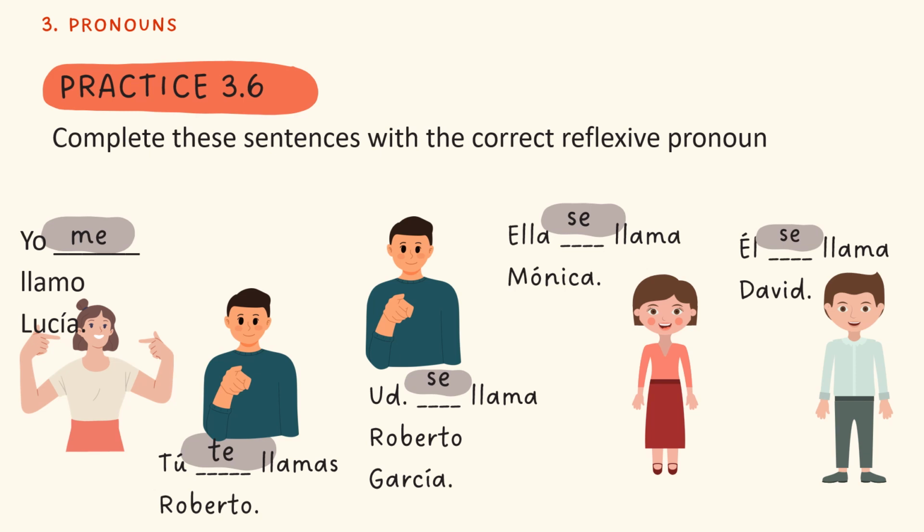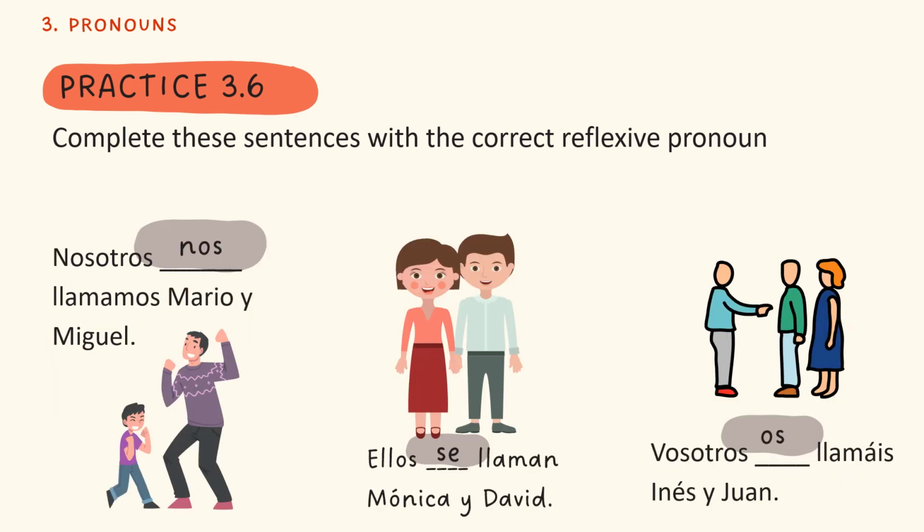Yo me llamo Lucía. Tú te llamas Roberto. Usted se llama Roberto García. Ella se llama Mónica. Él se llama David. Nosotros nos llamamos Mario y Miguel. Ellos se llaman Mónica y David. Vosotros os llamáis Inés y Juan.